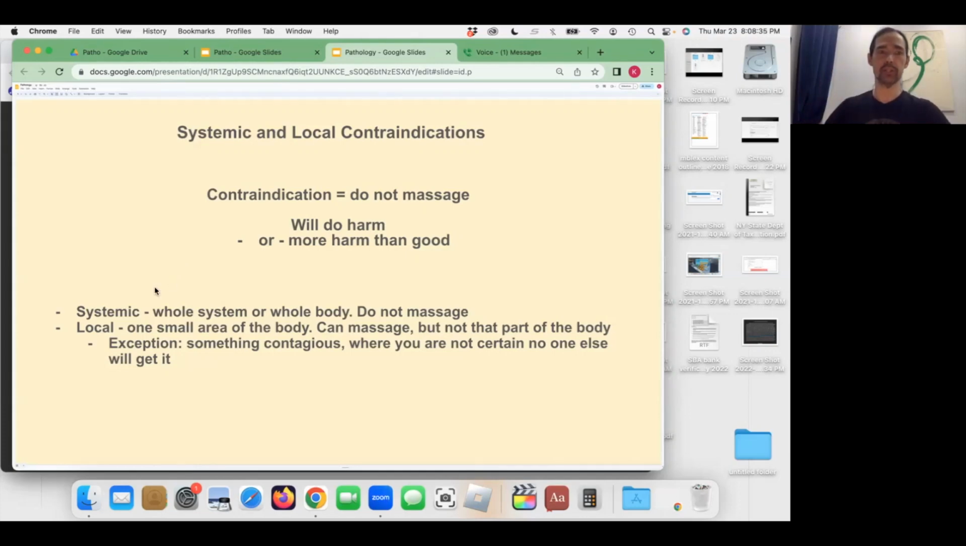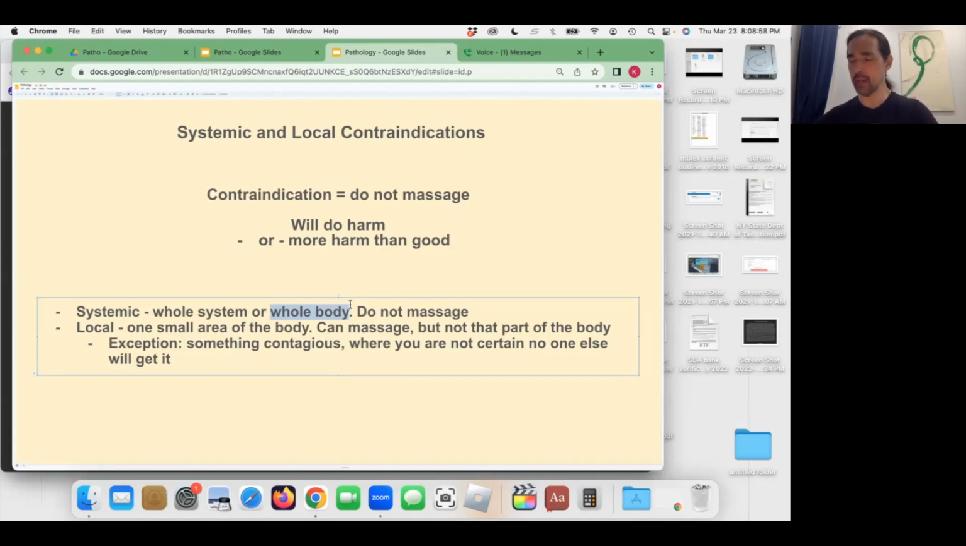Systemic and local contraindications. So when you hear systemic, think whole system, like the cardiovascular system, the respiratory system, the integumentary or the skin system. You can also just think whole body, right? Because a lot of these systems go head to toe. So it's almost as though the entire body is affected.